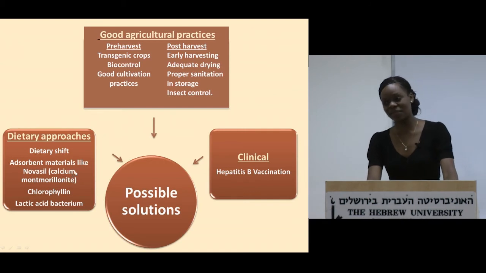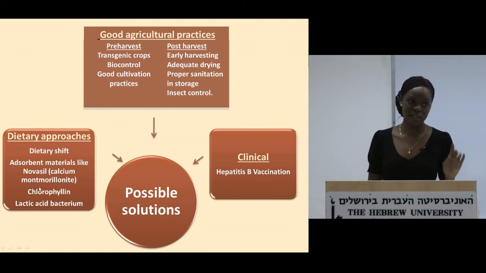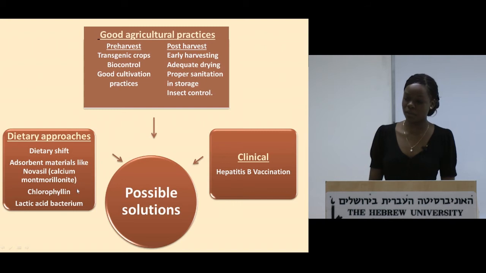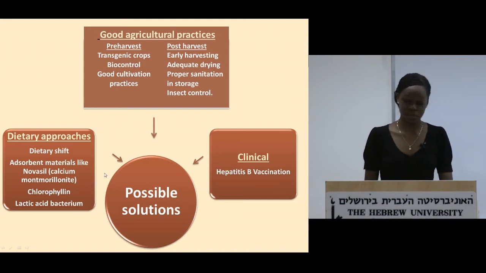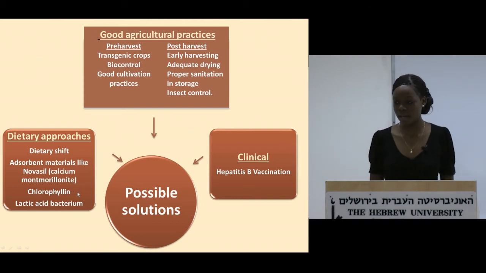So we have another option where we can use adsorbent materials like Navosil, which is the commercial name for calcium montmorillonite. This is a form of clay that binds aflatoxin, making its bioavailability in the lumen go down, and therefore the absorption rate is reduced. We can also use chlorophyllin, an extract of chlorophyll, which acts as a scavenger for the aflatoxin, therefore preventing the bind between aflatoxin and proteins.